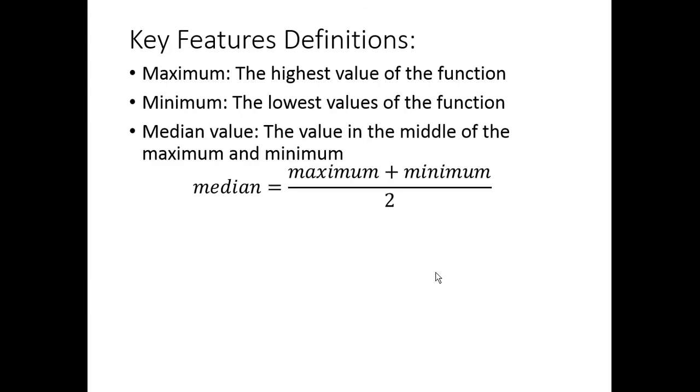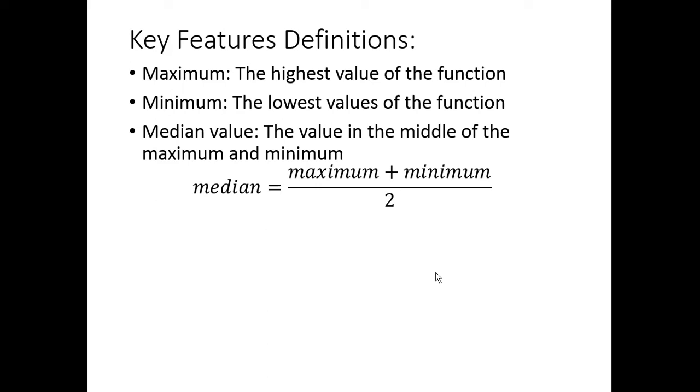That's simply the highest value of the function. So for both of them, that's going to be 1, because that's the highest the functions get without any transformations. The minimum, of course, is the lowest value of the function. This is a new one, the median value. So what that is, it's the value in the middle of the maximum and minimum.